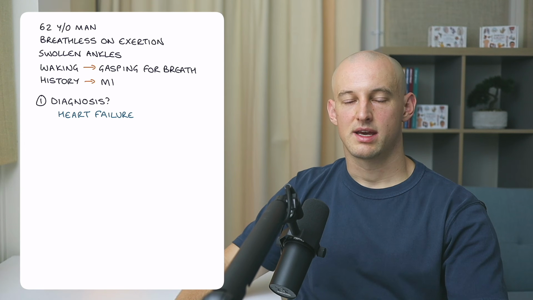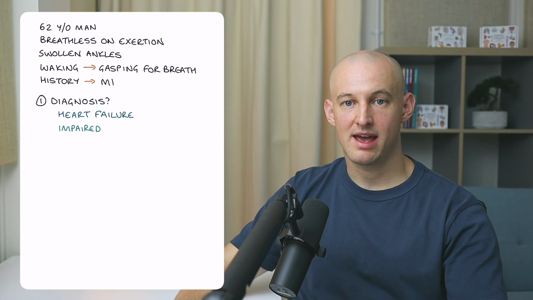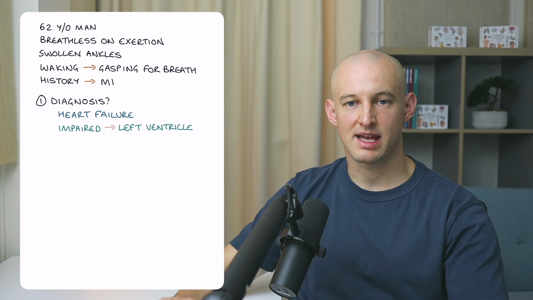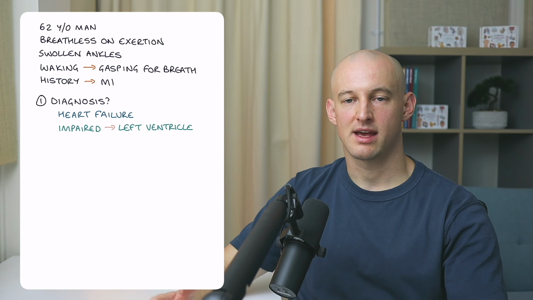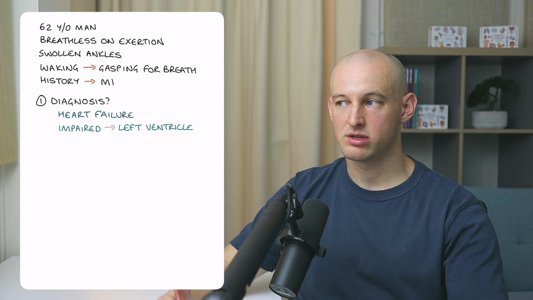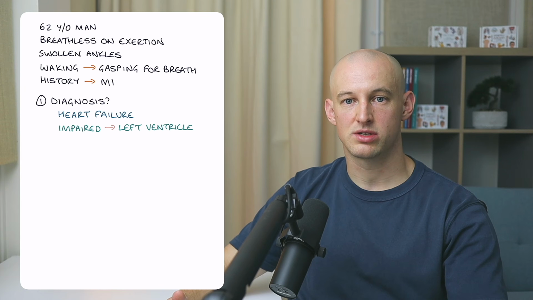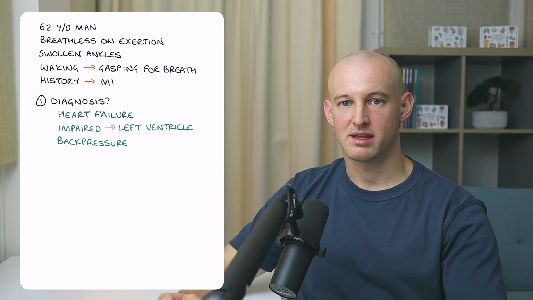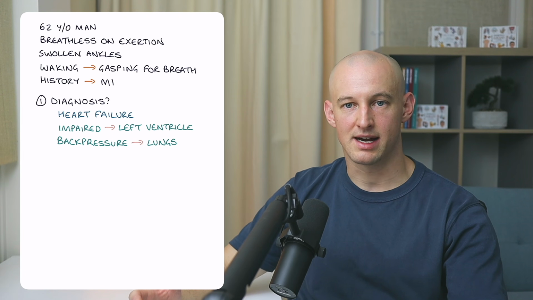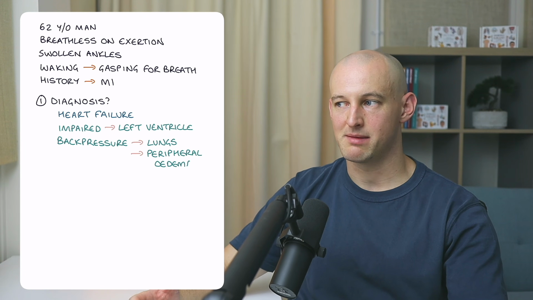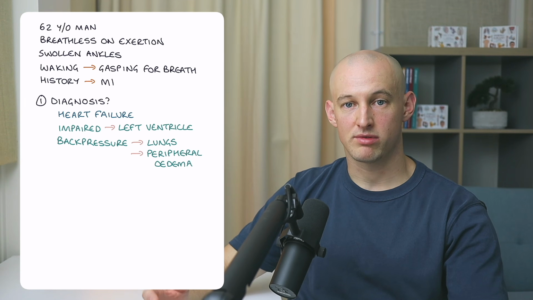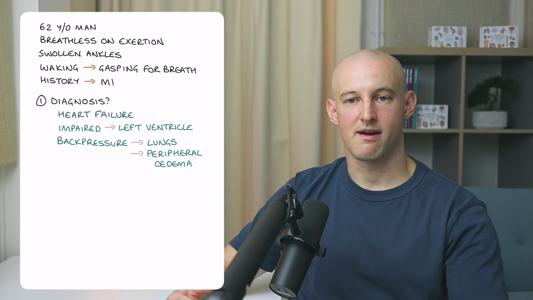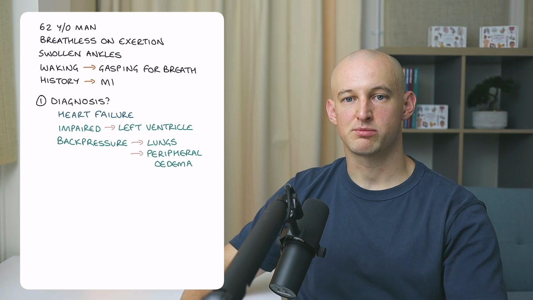Heart failure. And this is caused by impaired function of the left ventricle not being able to send enough blood out of the heart and round the body. So there's a reduced ejection fraction and a reduced cardiac output. This causes back pressure, and the back pressure goes first into the lungs, causing pulmonary edema, and then through the right side of the heart to the systemic venous system and causes peripheral edema.